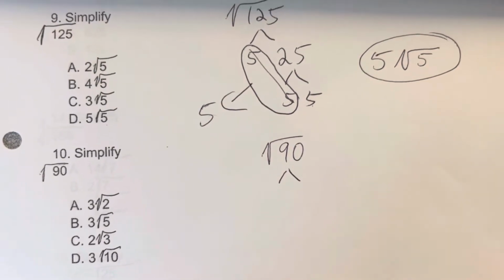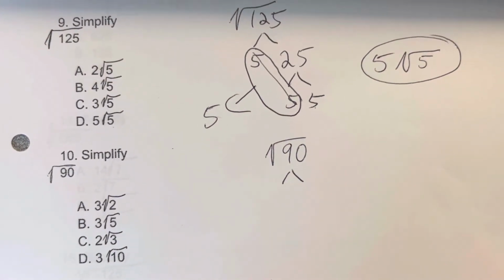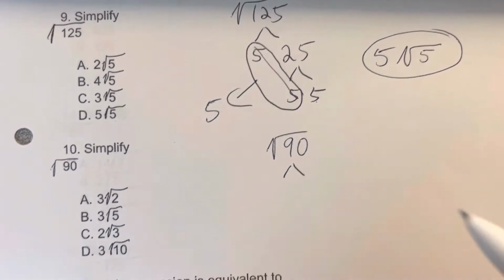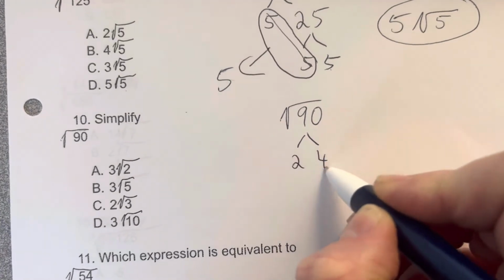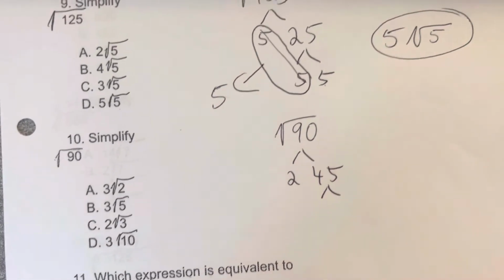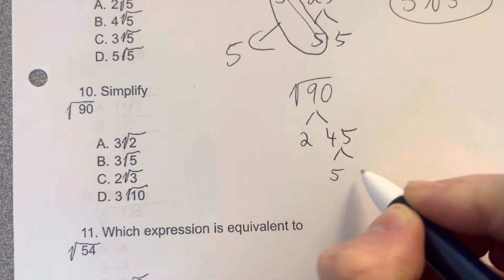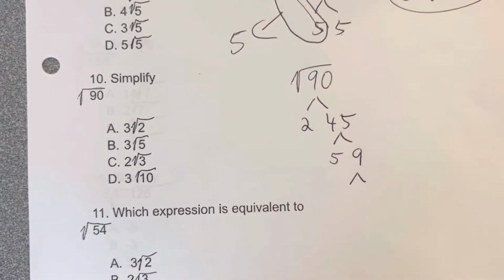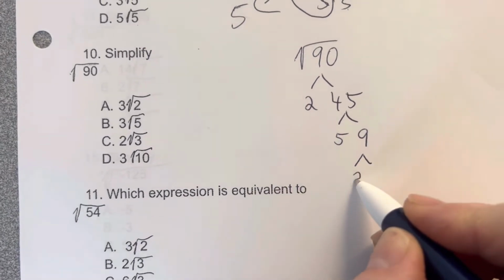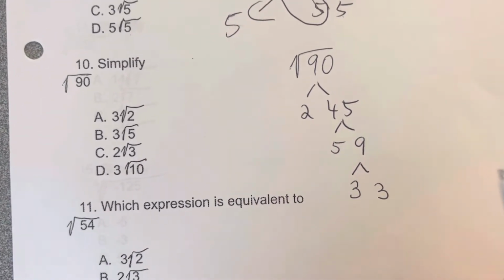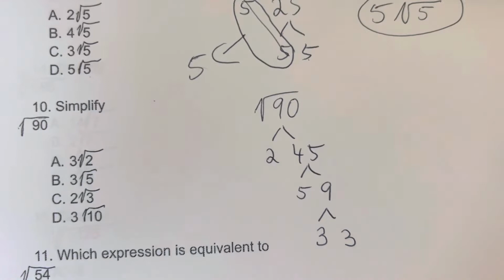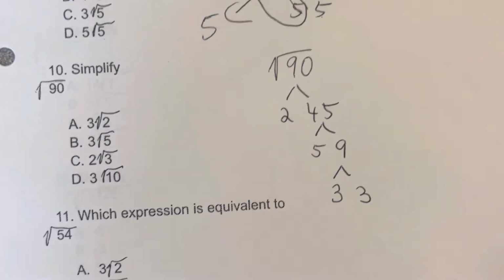Now 90 is an even number, so we would start dividing by 2. So we're going to get 45. Now 45 has a 5 in it, so I will just start using 5, because it's 9. Now 9 is an odd number, so let's start dividing by 3. Okay, now we simplified our square root.